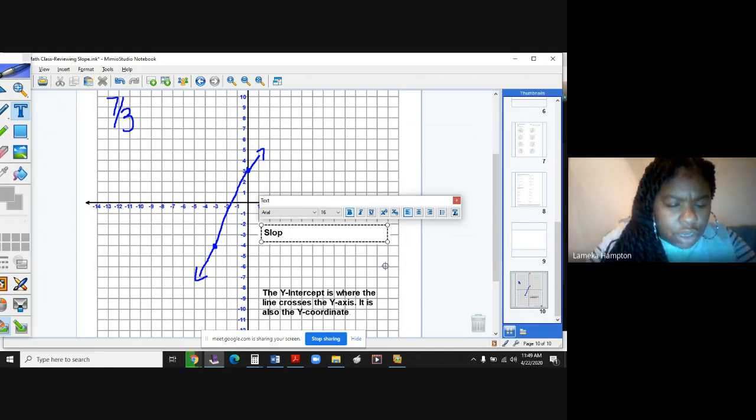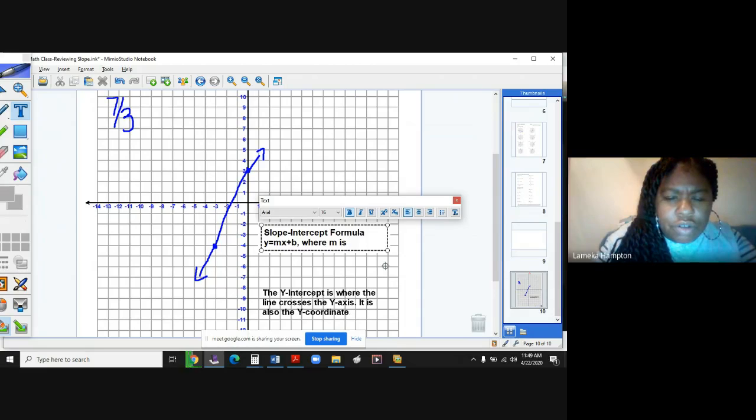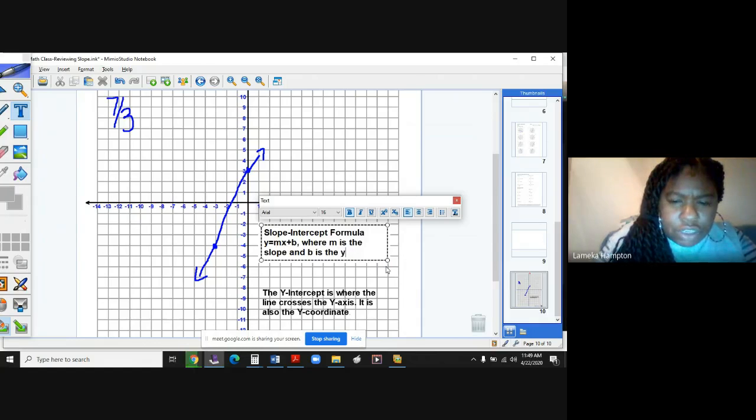This is called the slope intercept formula. Okay? Slope intercept formula, and that is where y is equal to mx plus b, where m is your slope and b is the y-intercept.